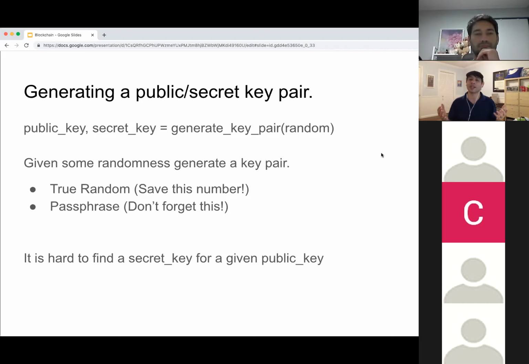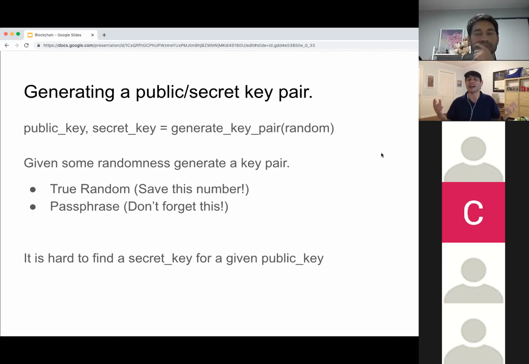The other popular way to do this is to have a passphrase. If I generate my public and secret keys by using some particular password, as long as I still know that password, I can generate the same key pair again in the future and will always be able to access it. So for systems where you want to be able to keep your wallet in your brain, you're usually going to choose not some totally random string of characters that's very hard for you to memorize.